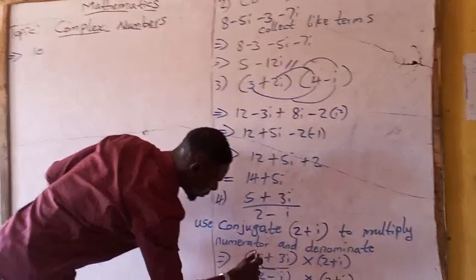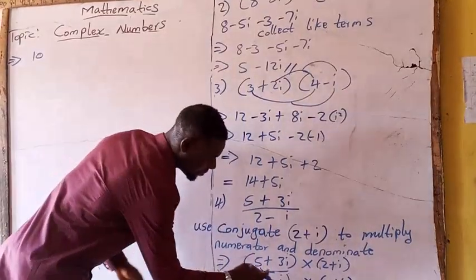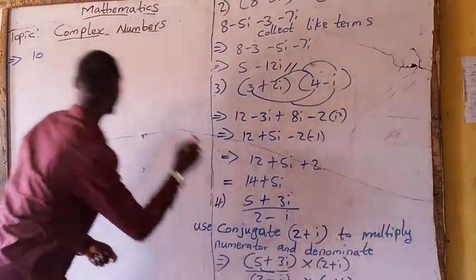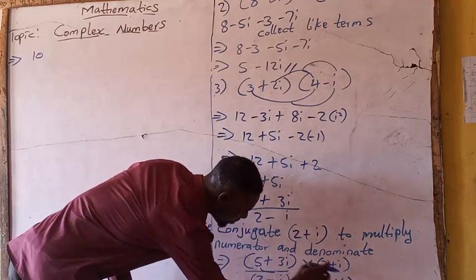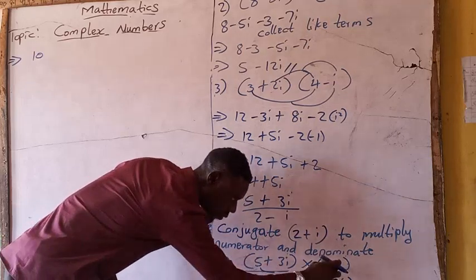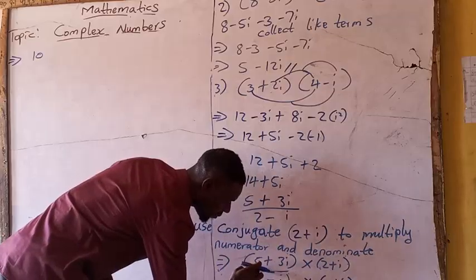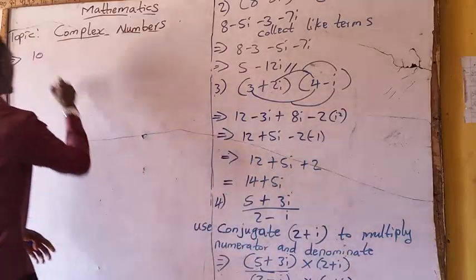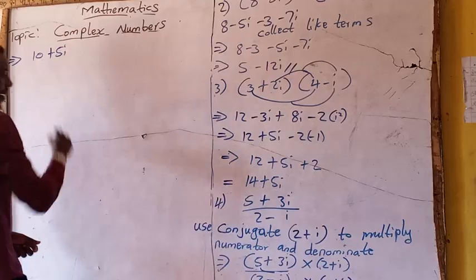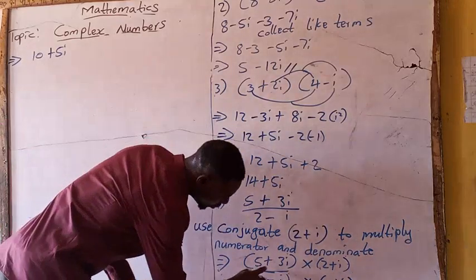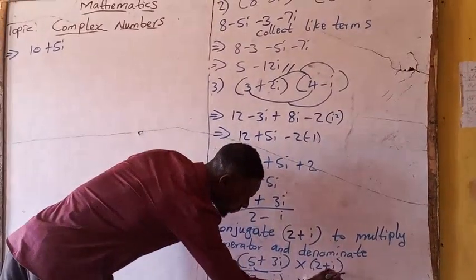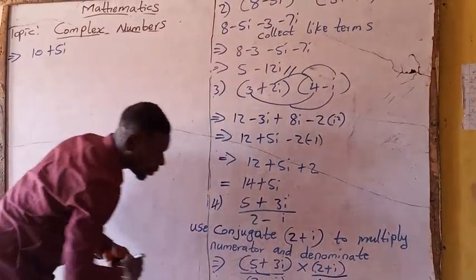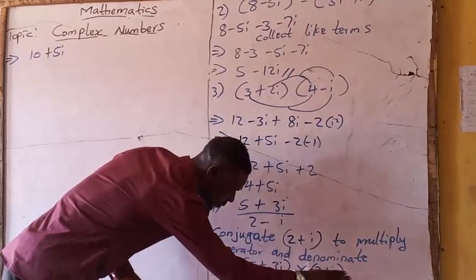So 5 times this 2 will give us 10. Now, still use this 5 to multiply. Remember, there's plus i here. So 5 times i will give us plus 5i. At this point, we are able to use this 5 to multiply everything on this numerator, this part of the bracket.